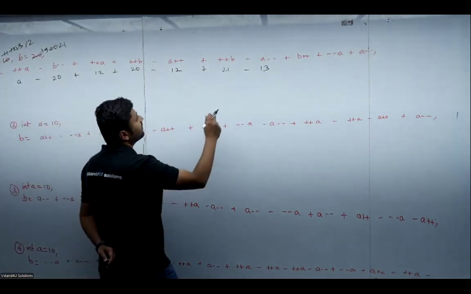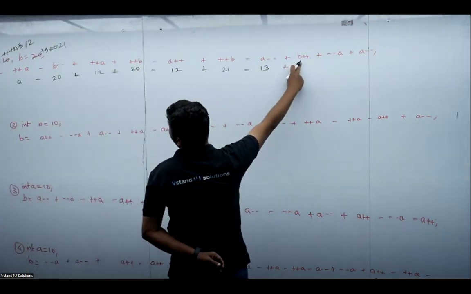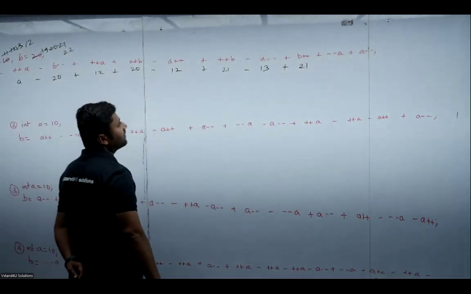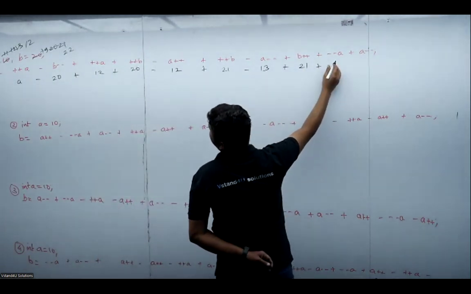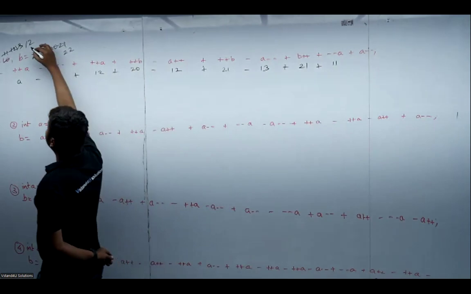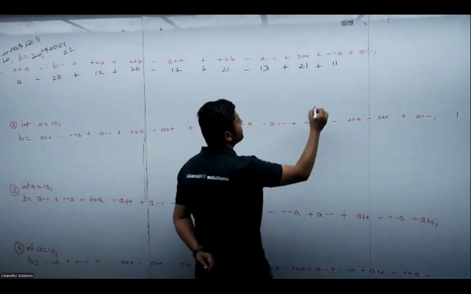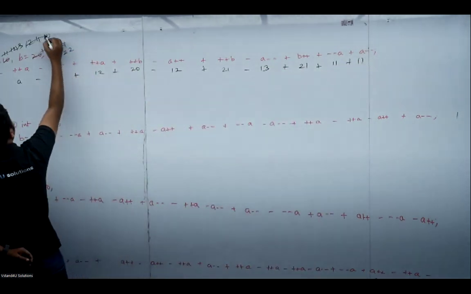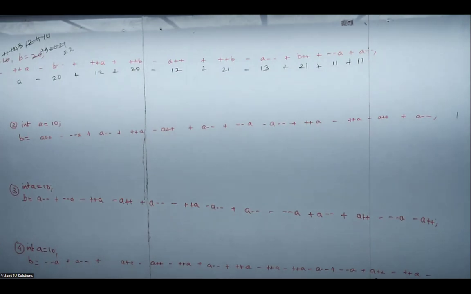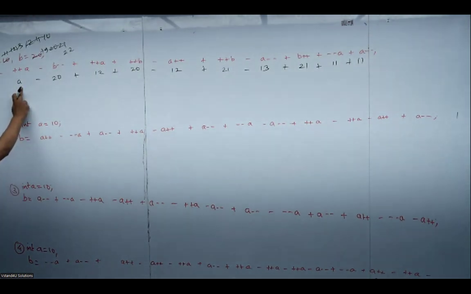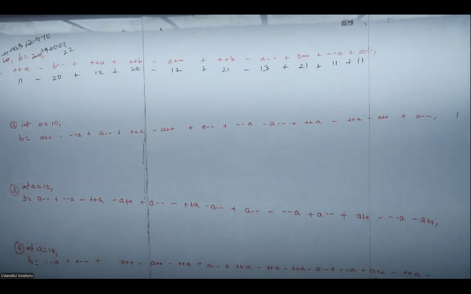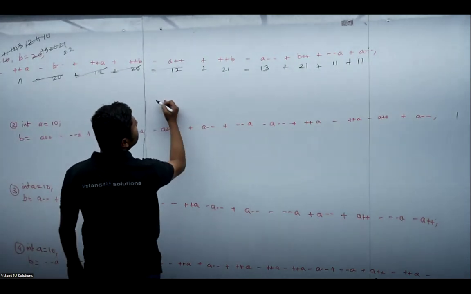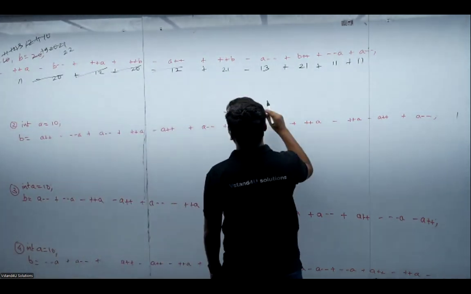Don't forget to decrement. Then plus, use B first, that is 21. Ensure you increment. Plus, first you decrement and then use it. So first I have decremented, then plus, use as it is, that is 11. Don't forget to decrement. This is A only coming. This is 11. So plus minus are gone, and anywhere else, minus 13.